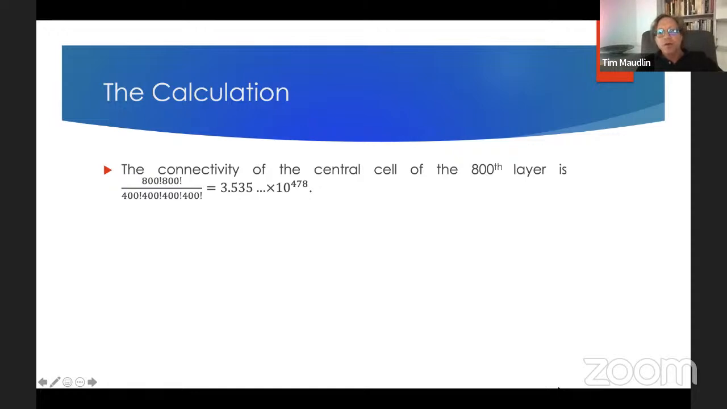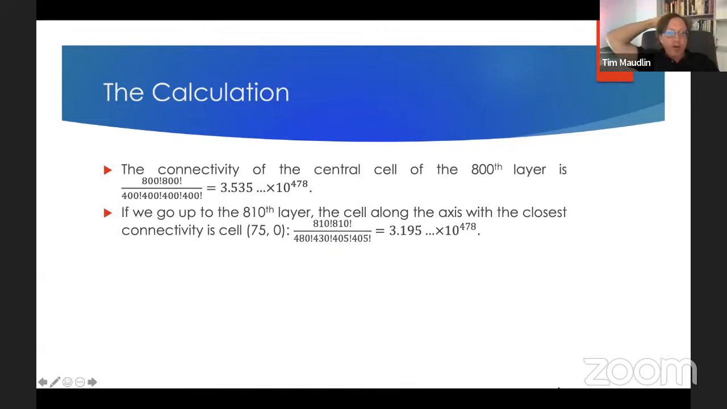It's this: 3.5 times 10 to the 478. Okay, that's at the center. Now go up 10 levels, go up to the 810th layer and look for the point that has the nearest degree of connectability. That turns along what we can think of as the x-axis. That turns out to be 75 cells along off to the side. And there's the calculation. You'll see it's almost exactly the same connectability.